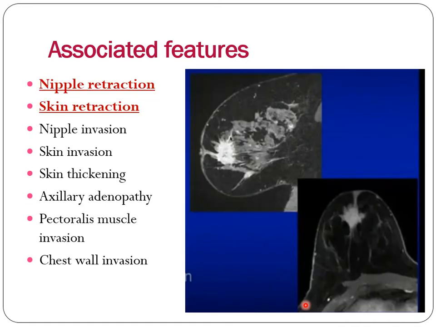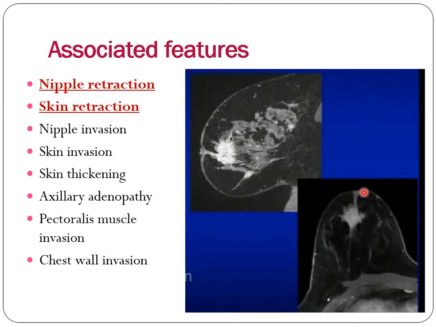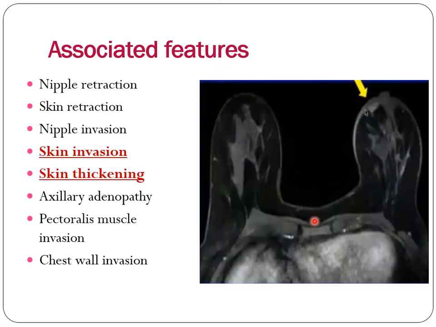So associated features here, as shown in this picture: nipple retraction with skin retraction. You see it here, and also the other one, a nipple retraction with skin retraction. And this one is not only retraction, it's invasion of the skin and also the nipple. But here it's only retraction, while the other one is invasion. Here there is skin thickening, as shown in this picture, compared to the right breast, which is quite normal.